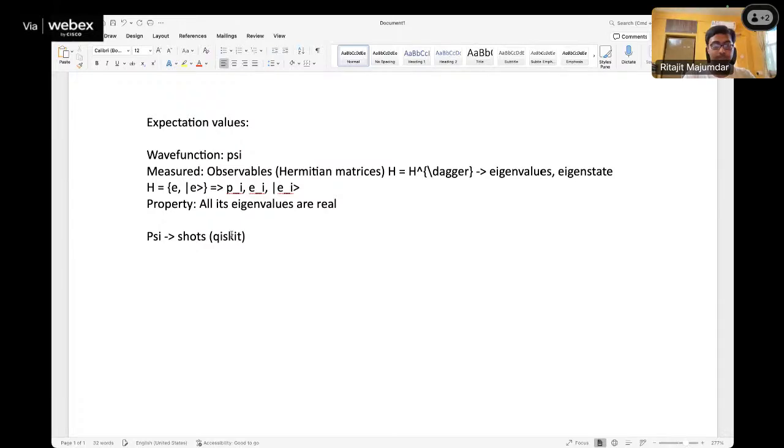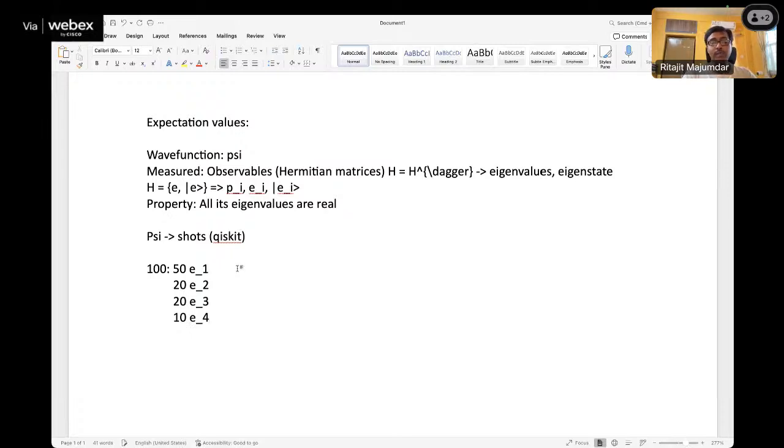This is a Qiskit term, but not a problem. It is called shots in Qiskit: how many times you are measuring the system. And when we measure the system, say I am measuring it 100 times. Of this, say 50 times I am getting eigenvalue E1. Then say 20 times I am getting eigenvalue E2. And say 20 times again I am getting eigenvalue E3. And 10 times I am getting eigenvalue E4. If I do it again and again.